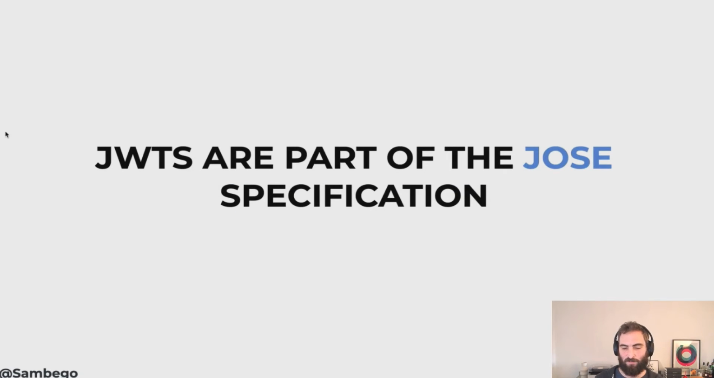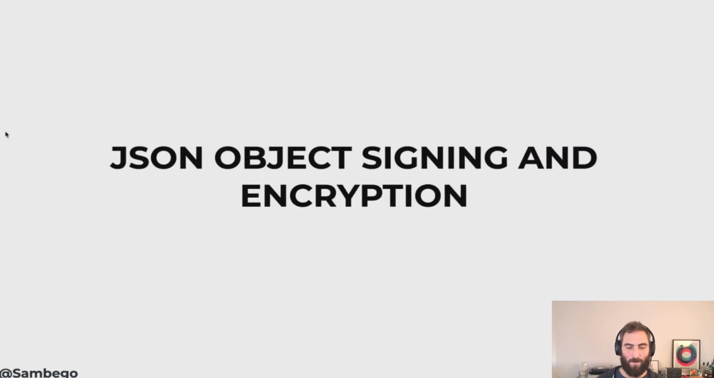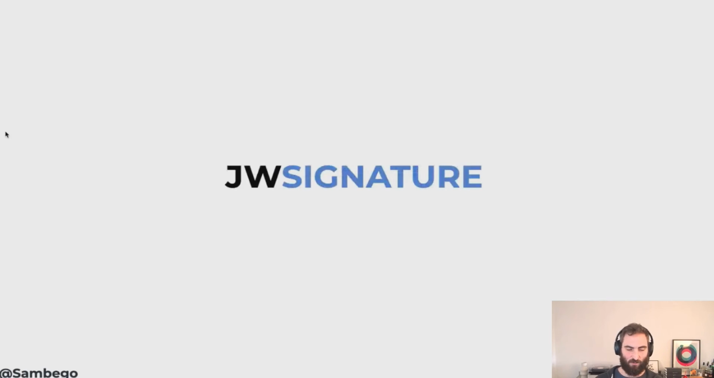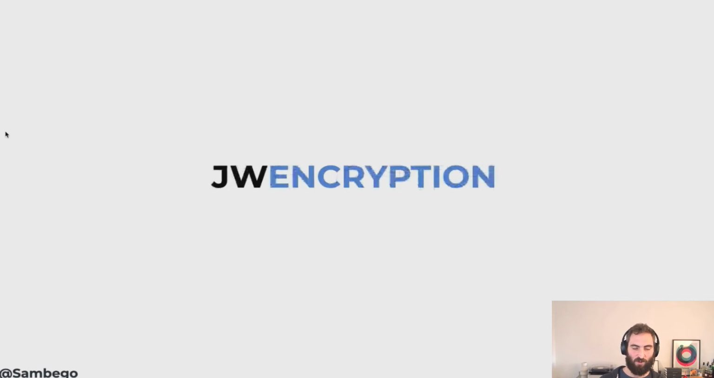JSON Web Tokens are part of the JOSE specification, which stands for JSON Object Signing and Encryption. So there are things like JSON Web Tokens, JSON Web Keys, JSON Web Signature, and a JSON Web Token, the one we just saw with the 3 parts, is actually just a JSON Web Signature specified as a token. And if you want to have the one with 5 different parts, like I mentioned before, you'll have a JSON Web Encryption, which means that the payload will also be encrypted. It's a bit more complicated, not used as much, but it's also a possibility.